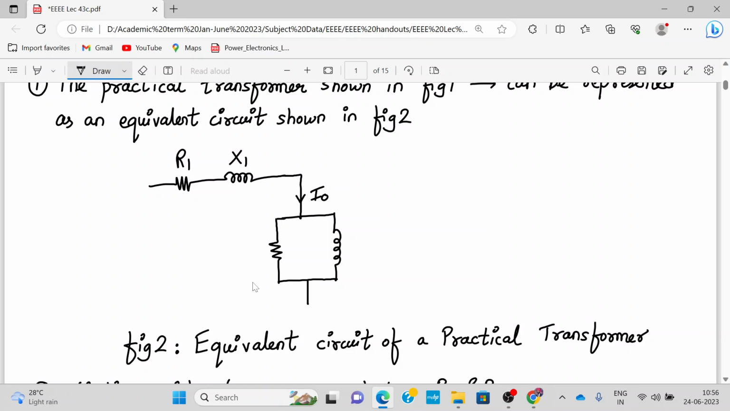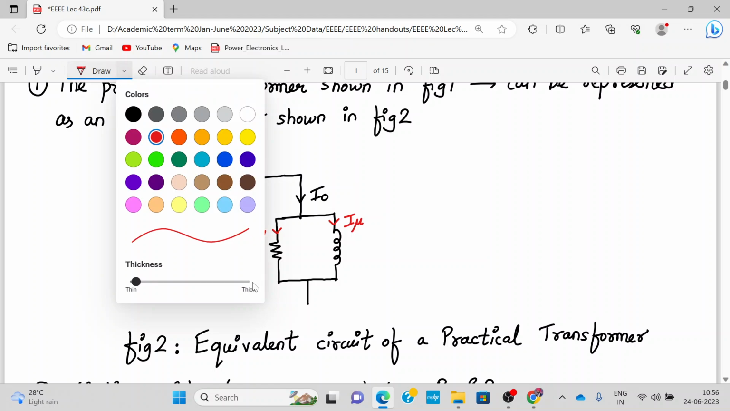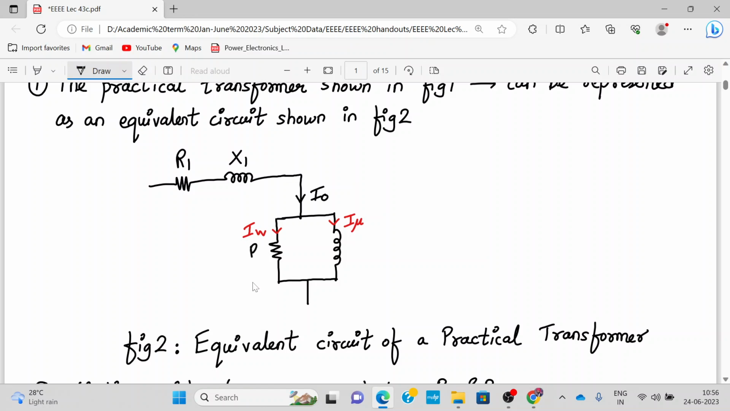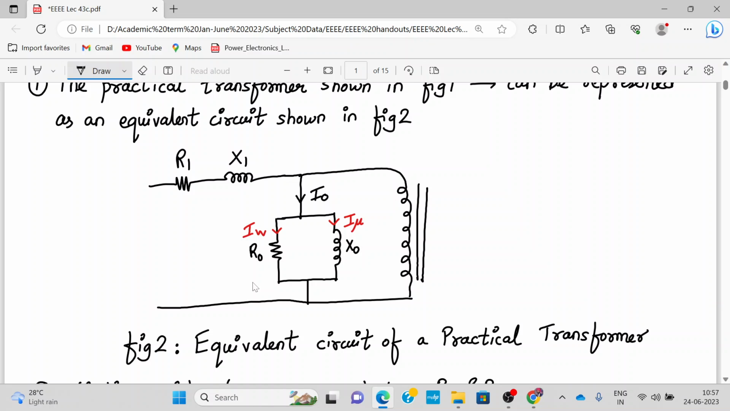Okay, so this current component is called IW, which is the working current component or the iron loss current component, and this current component is the magnetizing current component I mu. All right, and the effect is represented as R0 and X0. All right, this we are drawing for the first time to represent the effect of no load current. Okay, now let me draw the primary winding. So this is the primary winding. Then let me draw the secondary winding now.